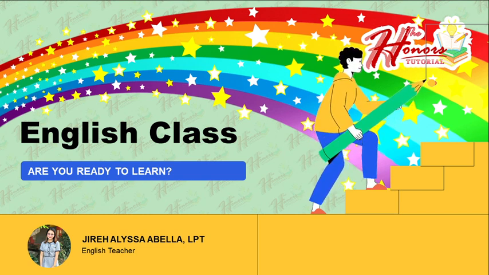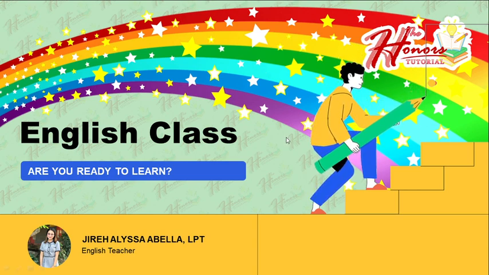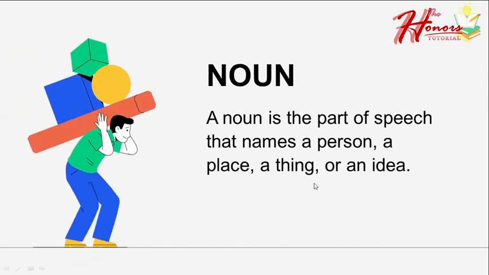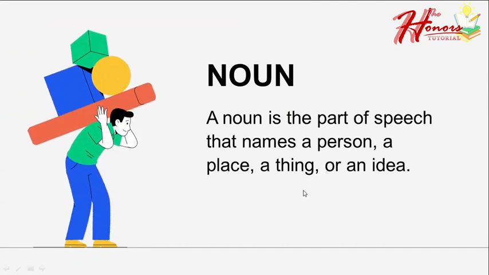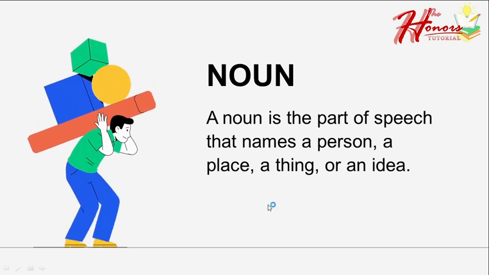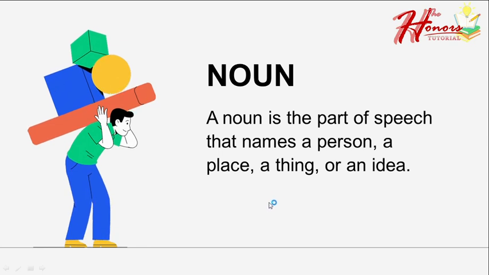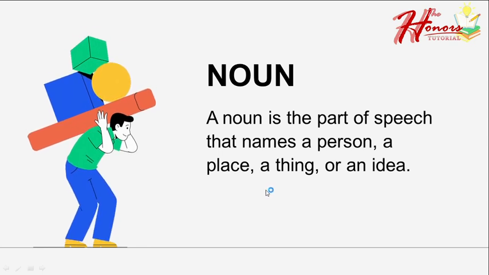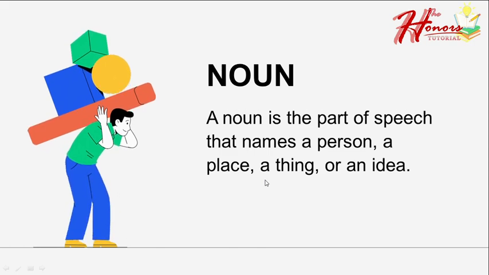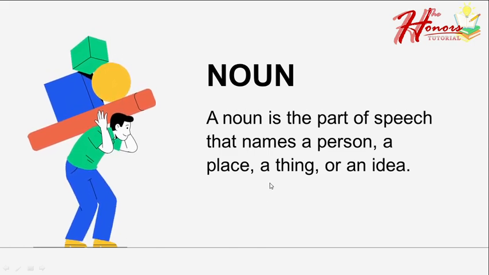So for today, we're going to discuss the parts of speech. Specifically, we are going to focus on nouns. So I want you to look around you. Everything that you can see there, we call it a noun. So what is the meaning of noun? Noun is a part of speech that names a person, a place, a thing, an idea, and so on. So in short, when you say noun, it is a naming word.